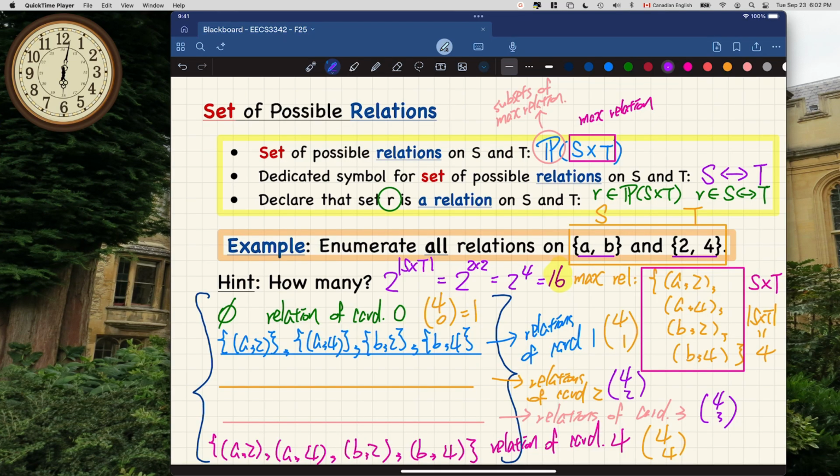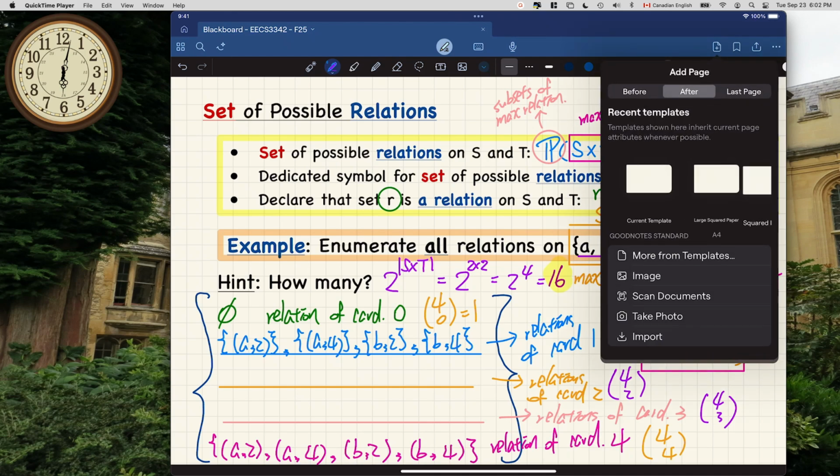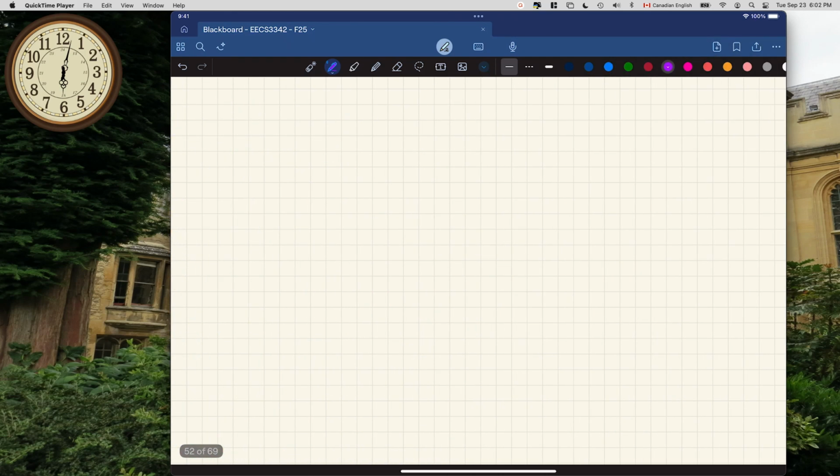All right, any questions about enumerating the relations and also calculating the size? If that's good, let's see. I do have another little exercise for you. I'll write it down, and we can do some of them right here. Exercise.